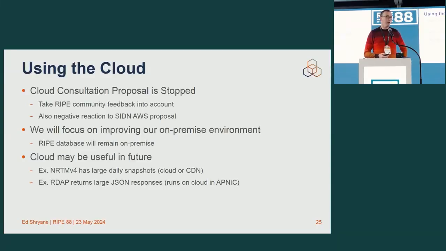There are things that will benefit from a cloud deployment, or at least using a CDN. The NRTM version 4, for example, that we're using has very, very big daily snapshots. RDAP returns large JSON responses, and the APNIC RIR have already migrated RDAP to the cloud. They see benefit in doing that. But for now, to reiterate, we will not make any more effort on our cloud proposal.